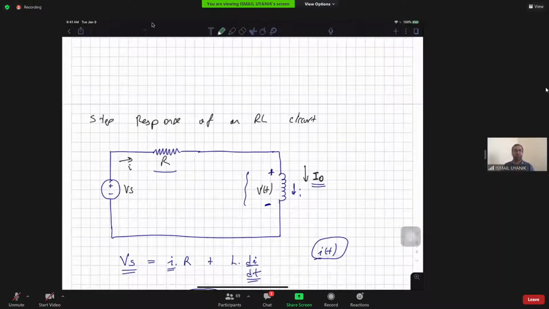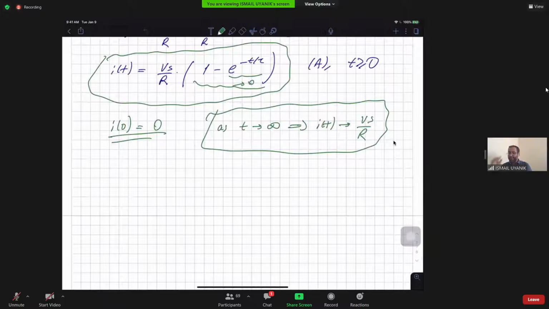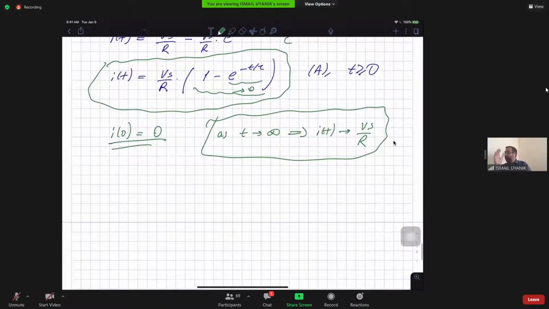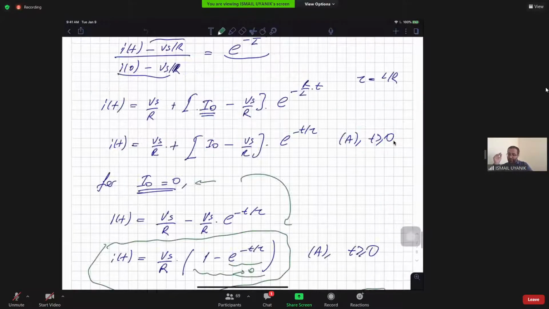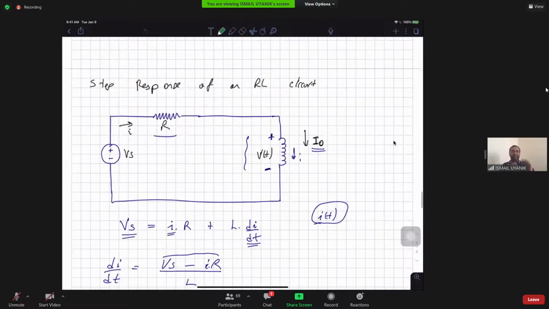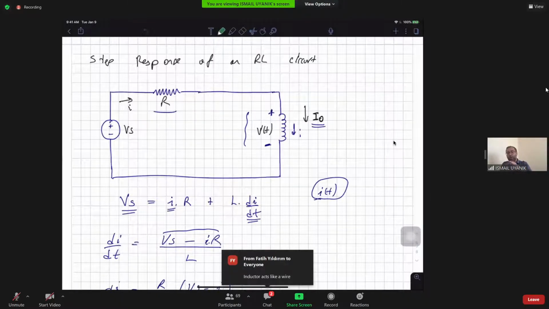I hope you can see the screen again. So this was the final equation we calculated. We are saying that as t goes to infinity, the current will go to Vs over R. And if you go back here, we can try to understand this intuitively. If we let the circuit run until infinity, how will that inductor behave? Short circuit. Yes, the inductor is like a wire, it will be short-circuited.